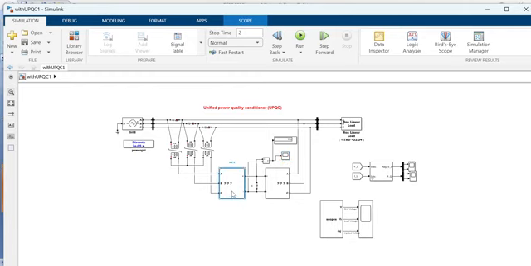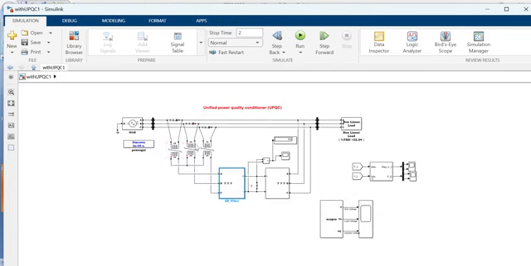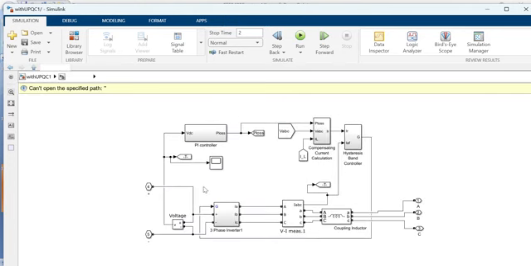This is the series filter. This is a shunt filter connected in shunt with the load.